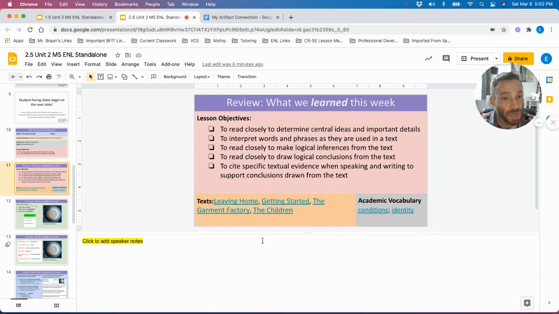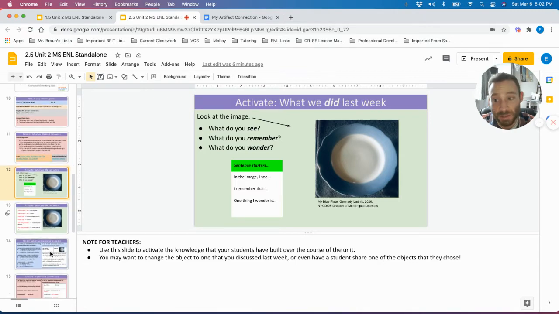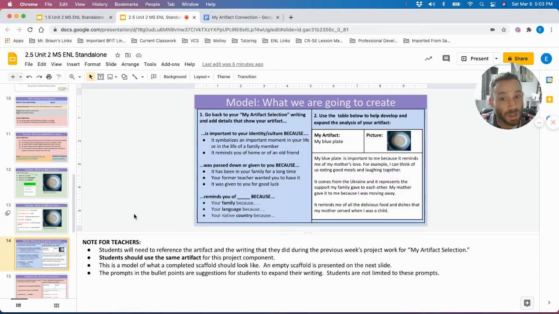Maybe it may be a good time to review some of the text from the week as well as the academic vocabulary words, conditions, and identity. It would be excellent if students were able to use these academic vocabulary words in their responses. There is a short do now warm-up activity that provides another example of a possible artifact. Students can then review their work from last week.